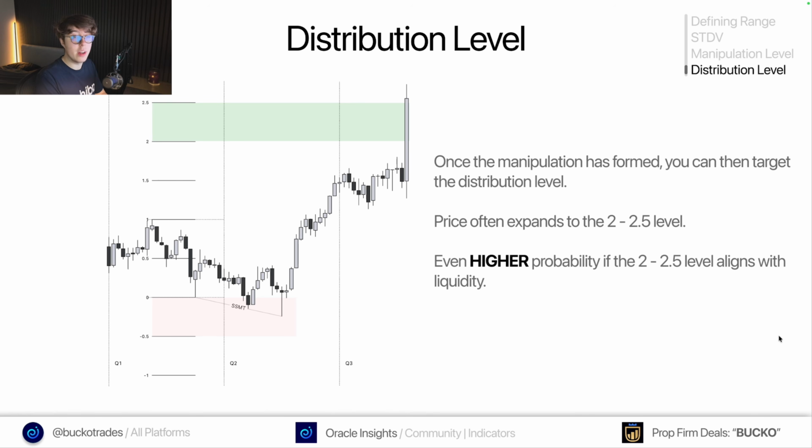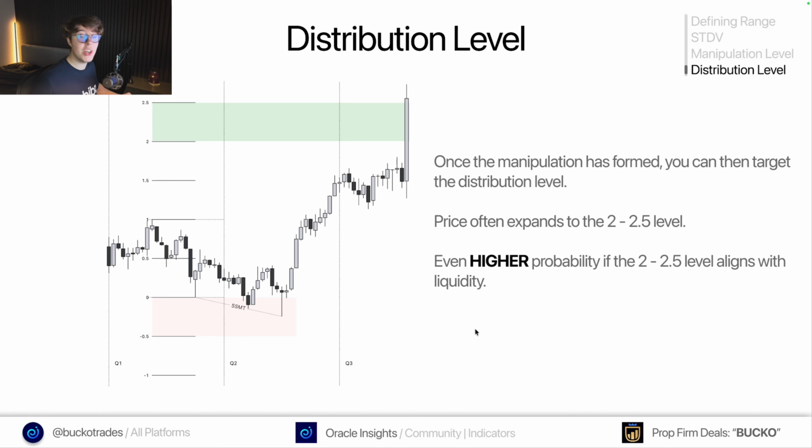And same with the distribution level. If price can take out liquidity, even better. So say for example, we've got previous session highs up here, previous day's highs for example, and it aligns with that standard deviation level, then that's perfect, okay? So as you can see here, this is the same example from before. Manipulation takes place between 0 to negative 0.5, and once that manipulation has taken place, price then expands all the way between that 2 to 2.5 level, okay? And remember, it can come a little bit below it, it can go a little bit above it, doesn't really matter. These are just the general high probability levels, areas that you can see price trade to through obviously previous backtesting and many results from the past, okay?